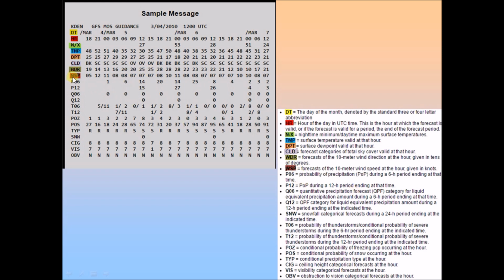Which brings us to the next line, WSP. WSP stands for the 10-meter wind speed given in knots. So if you look, here's 5 knots, 12 knots, 11 knots, 8 knots, 8 knots, so on and so forth.